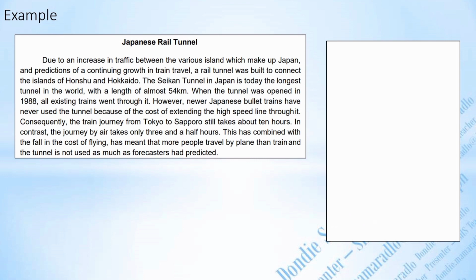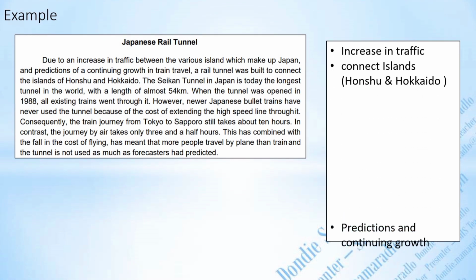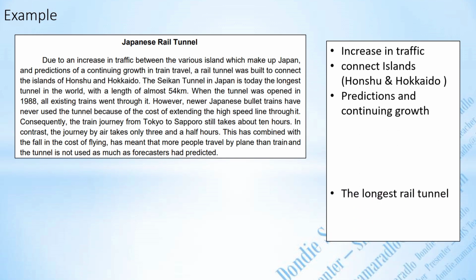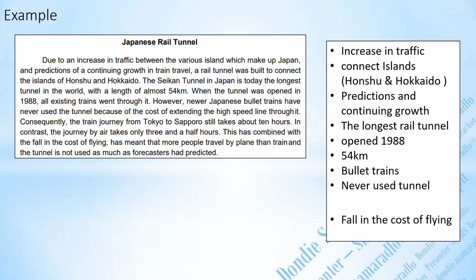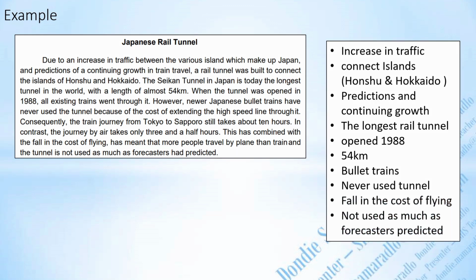Taken from the passage are these important details: increase in traffic, connect islands Honshu and Hokkaido, predictions and continuing growth, the longest rail tunnel, opened in 1988, 54 kilometers, bullet trains never used tunnel, fall in the cost of flying, and not used as much as forecasters predicted. And from these, we draw our summary.